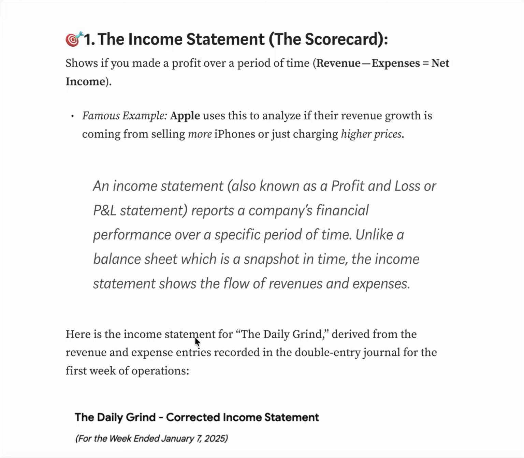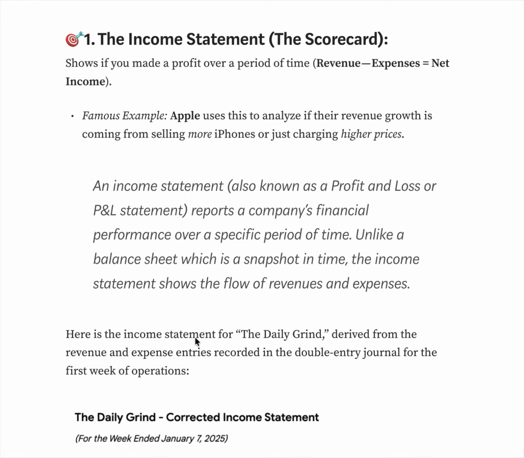The income statement acts like a scorecard. Okay, how much income did you earn? For example, Apple uses this to analyze if their revenue growth is coming from selling more iPhones or just charging higher prices. An income statement, also known as a profit and loss statement, reports a company's financial performance over a specific period of time. Unlike a balance sheet, which is a snapshot in time, the income statement shows the flow of revenues and expenses.